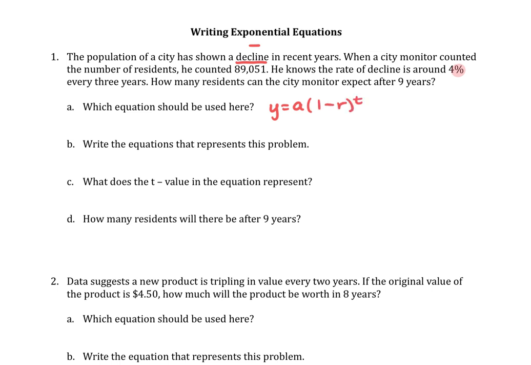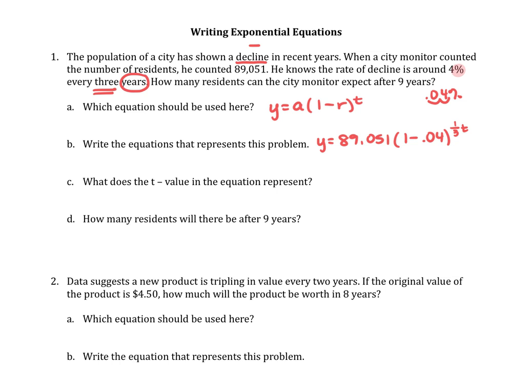Now we're going to write the equation that represents this problem. I'm going to plug in what I know. I know I'm starting with a value of 89,051. I'm going to have 1 minus my rate. Now my rate is 4%, so remember I have to change it to a decimal. That becomes 0.04. Now here's the hard part. My exponent in this case is talking about years. It says it right here, but it's every 3 years. So that's super important because that means it's not happening every single year. It's happening 1 out of 3. And I'm going to leave my t as time.